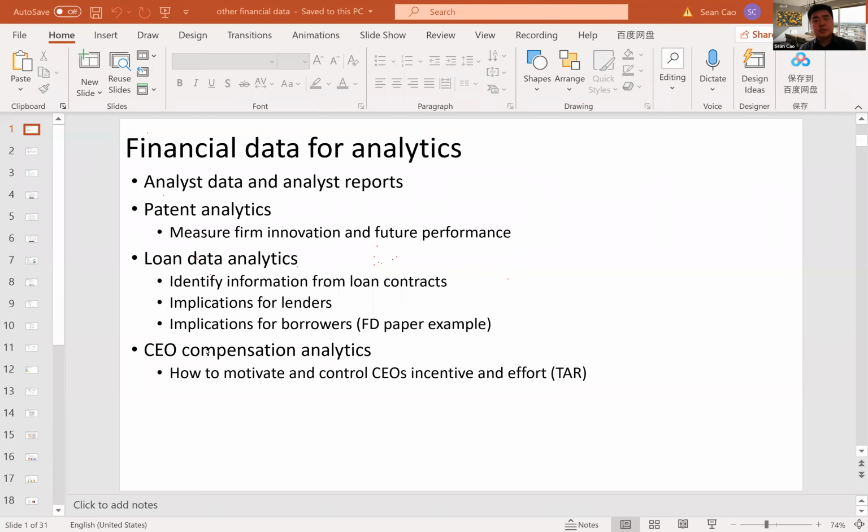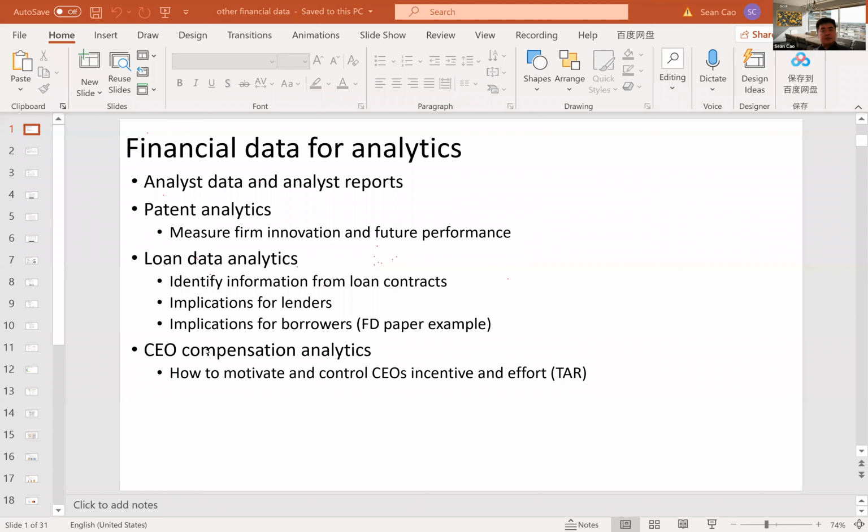So to summarize, we talked about balance sheet analytics and income statement analytics. That's the past that you can go over. And today we are going to talk about another four types of data analytics important for finance and accounting majors. For the four types of data, we will focus on three objectives.